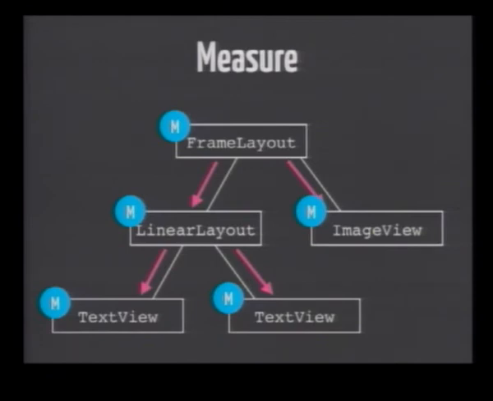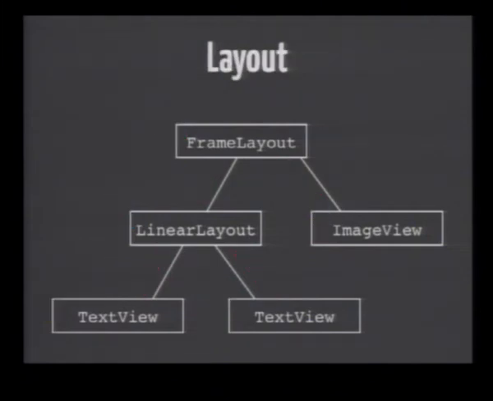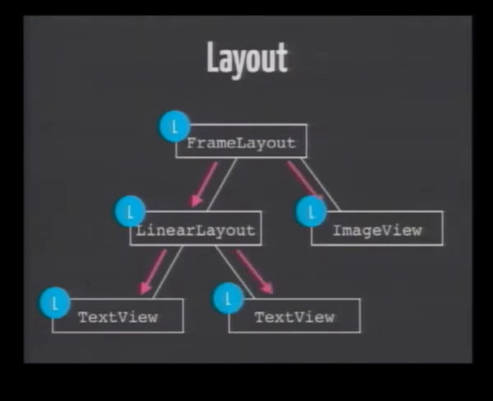So now that we have everything measured on screen, we can lay out everything. So we'll go through the second pass, which is the layout pass. The layout pass is done that way. Now that we know the size of the frame layout, we can lay it out on screen. So it will lay out itself and then ask all of its children to lay themselves out. So it will ask the linear layout, which will ask the text view, and finally, the image view will be laid out.